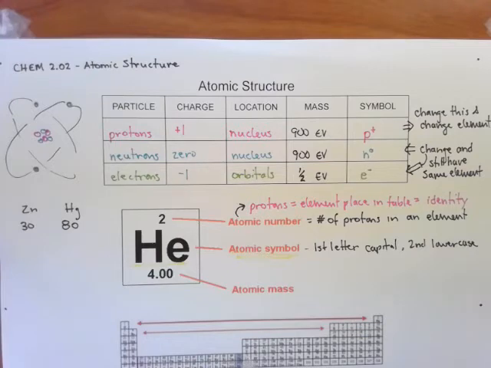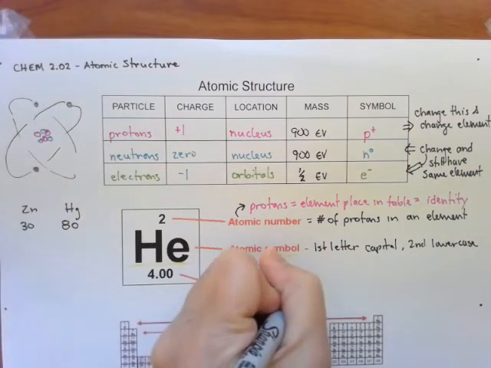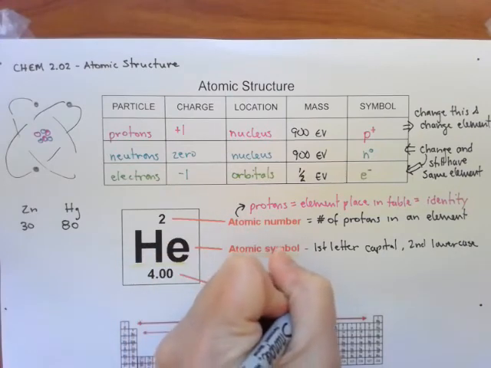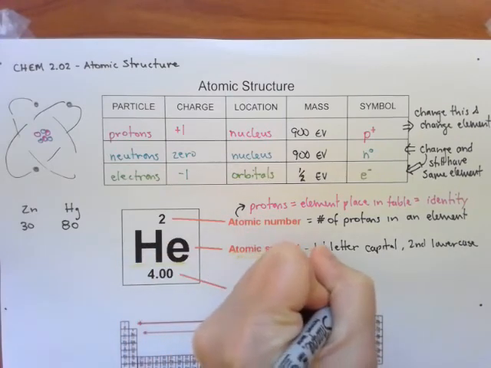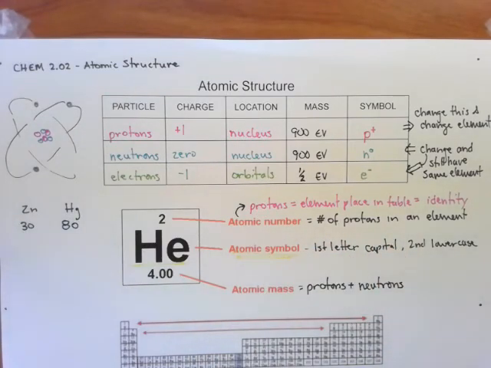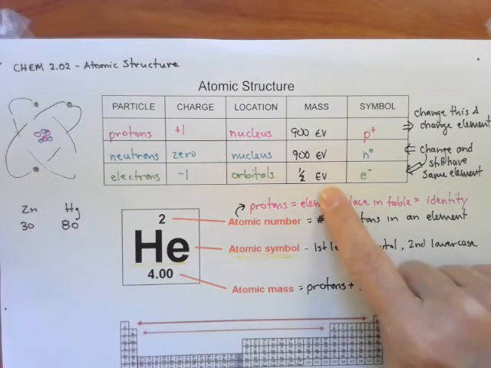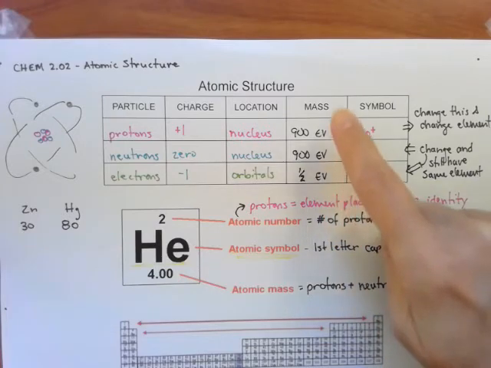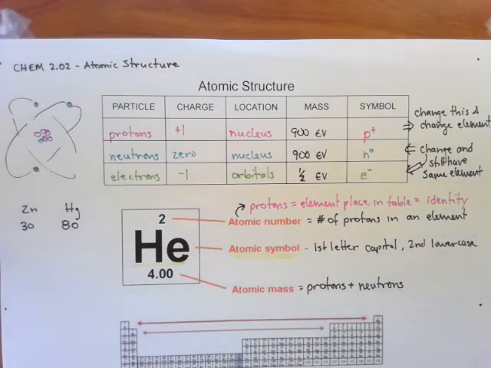All right, well, what's this guy down here? We have the atomic mass. The atomic mass is the protons plus the neutrons. Well, what about the electrons? Why they get left out of the deal? Remember, they barely have any mass at all. They have a half of an electron volt compared to, if we add these two together, 1,800.